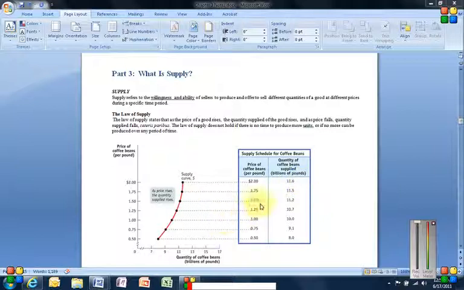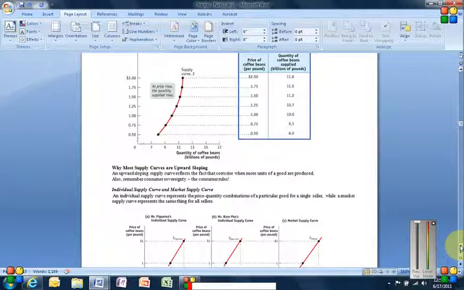Let's say the price that prevailed was all the way down here at $1. We're talking about 10 billion pounds now. So obviously we have a direct relationship between price and quantity when it comes to supply, and that's the opposite of the law of demand, where we had an indirect or an inverse relationship between price and quantity. For supply, we have an upward sloping curve, like in this example, and just like with demand, sometimes the curves are straight lines, sometimes they're curvy in nature.